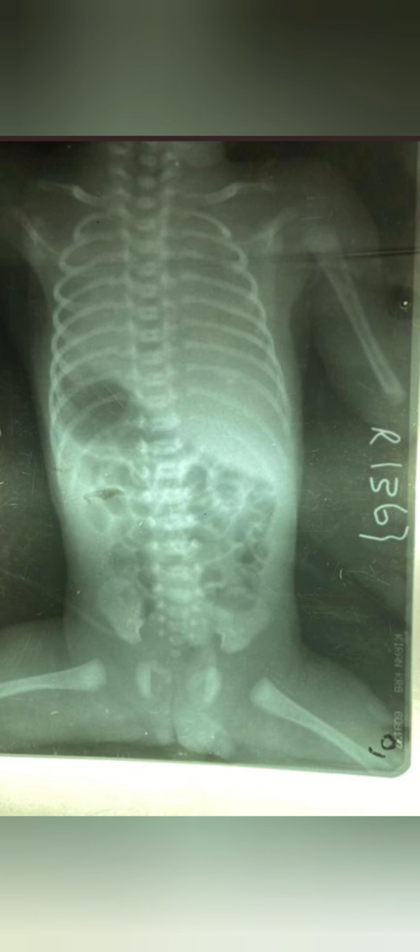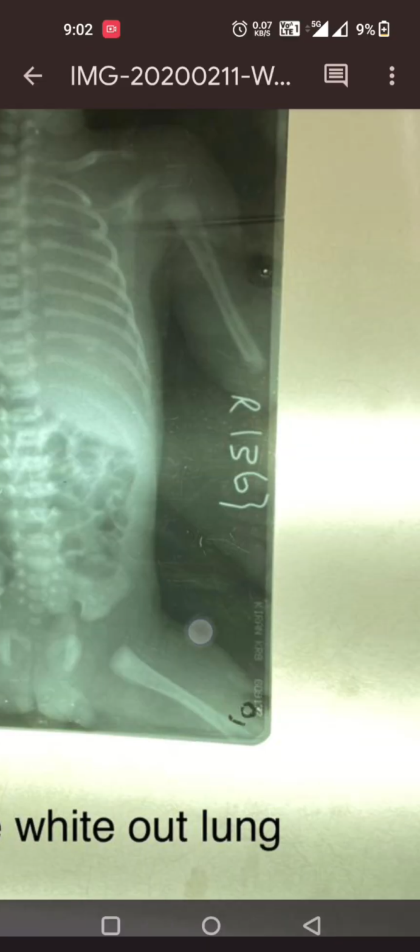So what are the common causes? It is mostly total collapse, or it could be a massive pleural effusion, wherein the pleural space is totally obliterated because of pleural effusion.